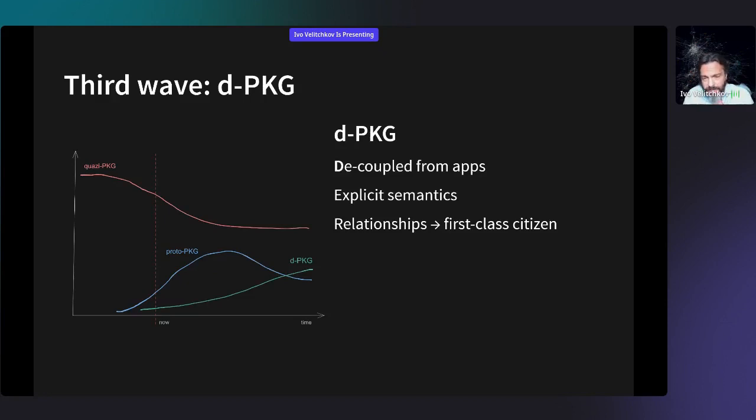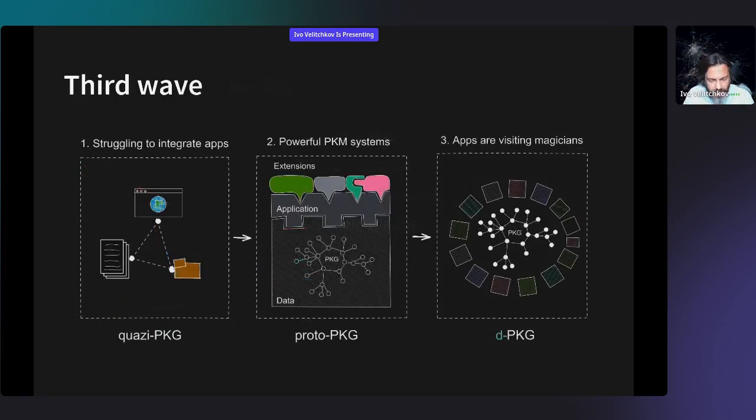So it is a sign, but there's a bigger sign that certain protocols are appearing. Basically, the third wave is for decoupling applications from data, for having explicit semantics and relationships finally becoming a first-class citizen. And you see, we have somewhere here where that kind of wave is starting.